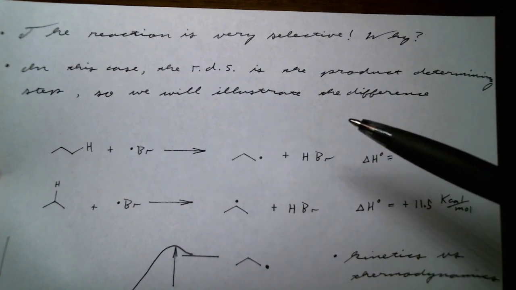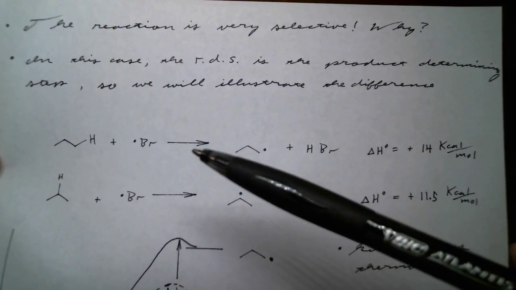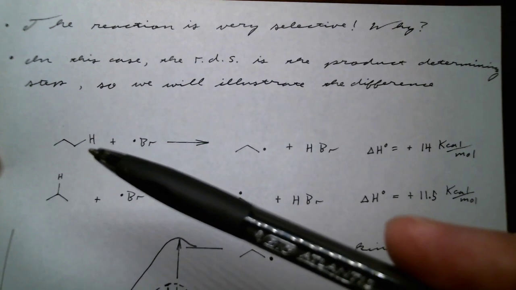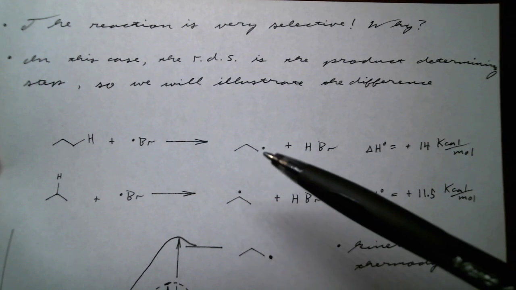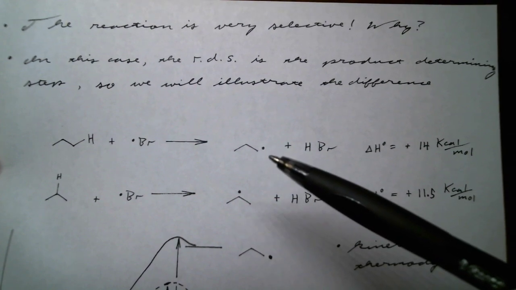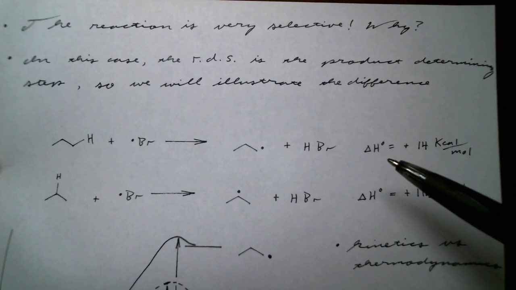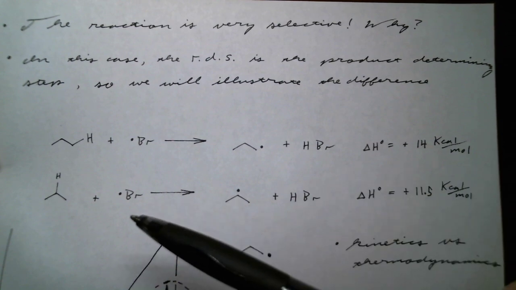So we will illustrate the difference. We have 2 possible reactions. After initiation, we produce bromine radicals. That bromine radical could bump into our propane and either abstract a primary hydrogen, leading to this primary propyl radical and HBr. And the change in enthalpy for that is plus 14 kcals per mole.